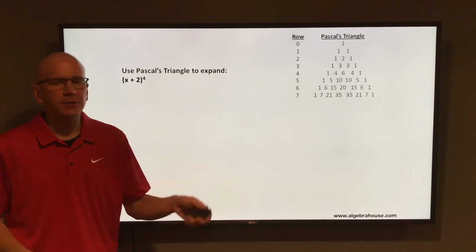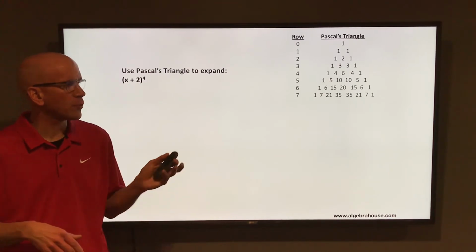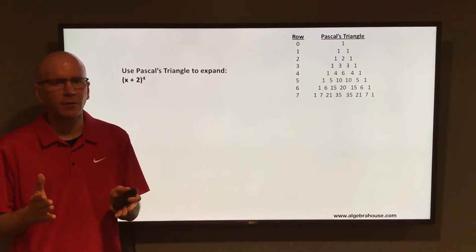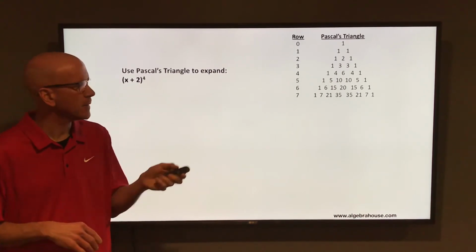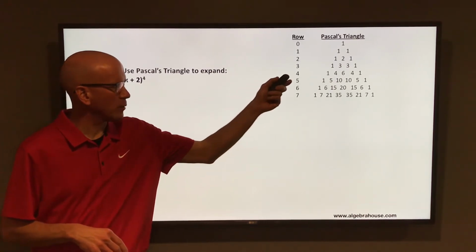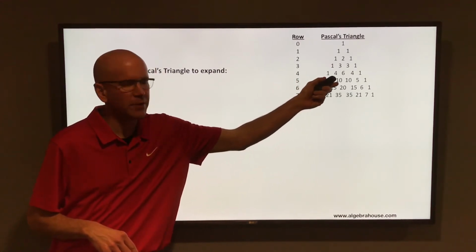We're going to use Pascal's triangle to expand x plus 2 to the 4th power. So a little bit smaller on the exponent than the last one, but now we have a number inside the parentheses along with that variable. No big deal. So x plus 2 to the 4th power, we want to look at row 4. Those are our coefficients that we're going to space out.